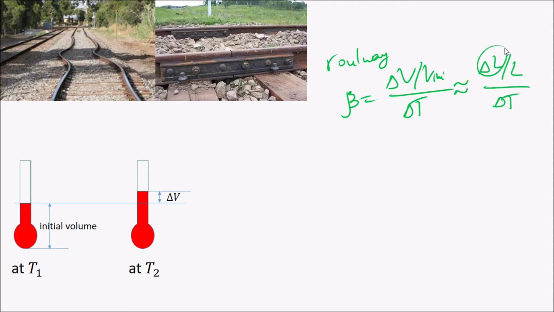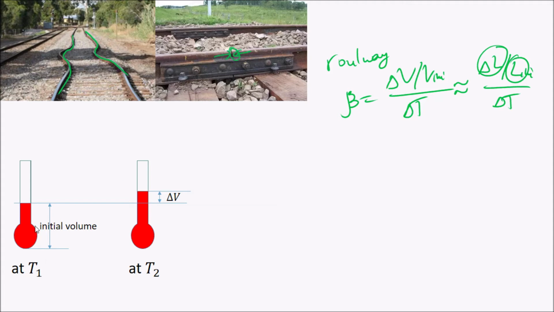How length changes per initial length. This one is initial. Here you can see, if it is hot, this one will expand. As it expands, if there is no gap here, you will have a curve, something like this one. And similarly here you will have a curve, something like this one. Therefore, we are leaving some gap to prevent any expansion of the material here.